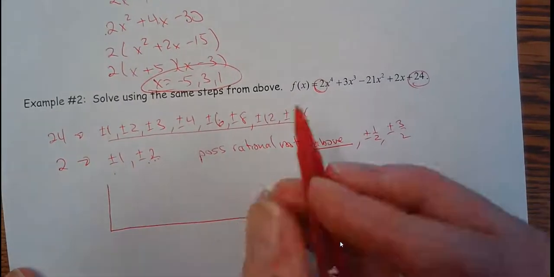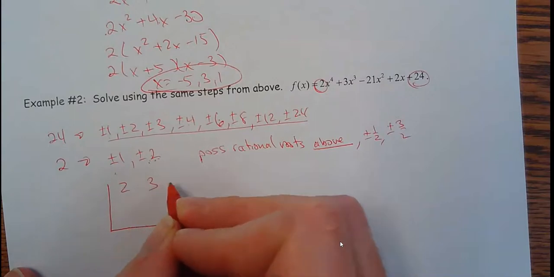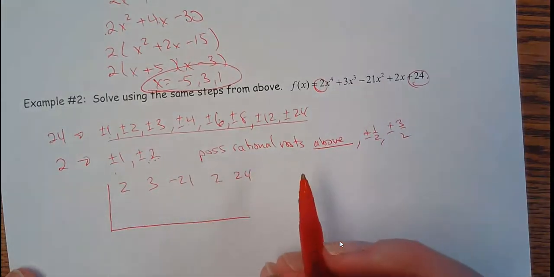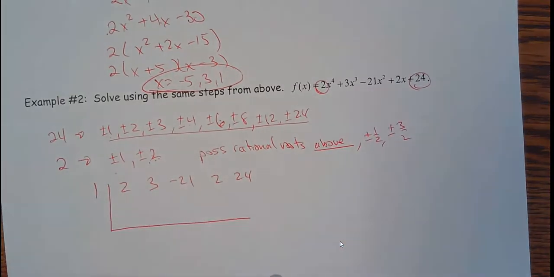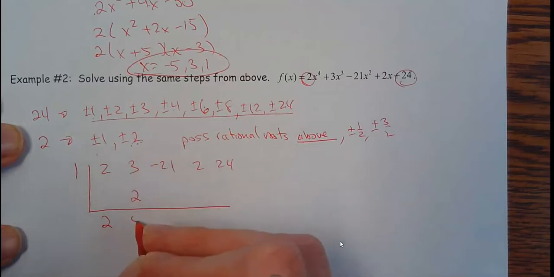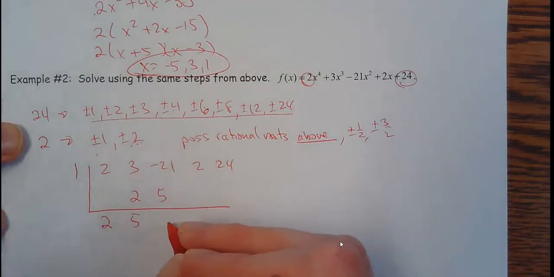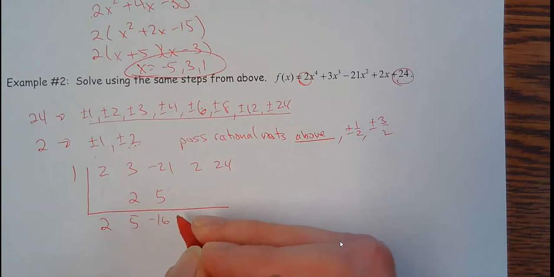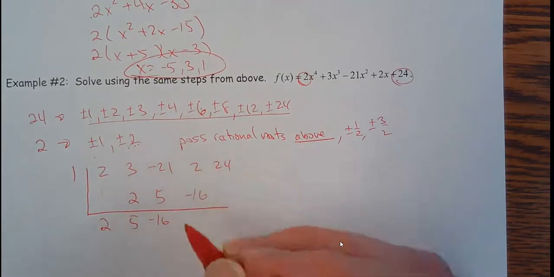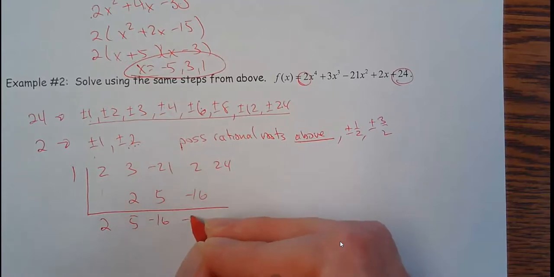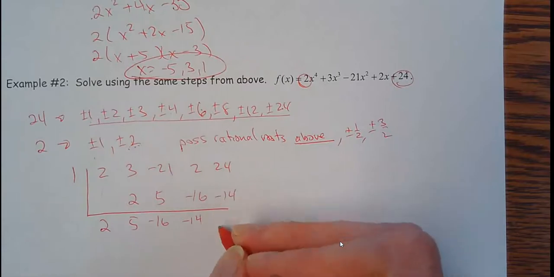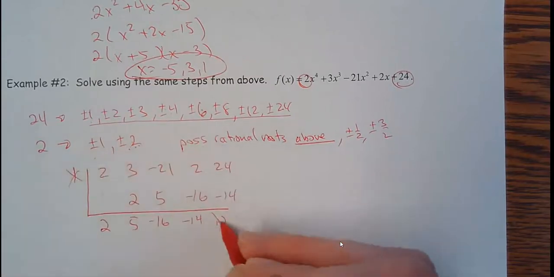So let's try. Coefficients only: 2, 3, negative 21, 2, and 24. Let's try 1. It's always your first number to try, so drop it straight down, multiply, add straight down, multiply, add straight down, and then multiply, add straight down. Let's see, that'd be a negative 14, multiply, add straight down. That's not it. Okay, so that's 10. So 1 is not my guy.